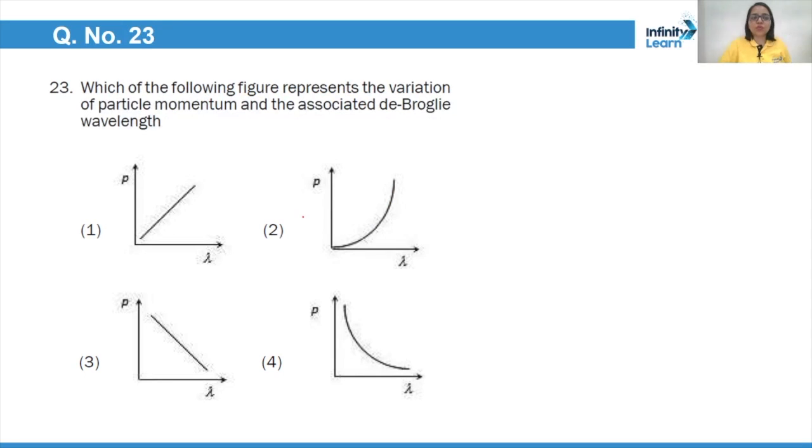Next is question number 23. Which of the following figures represents the variation of particle momentum and the associated de Broglie wavelength? So lambda is h upon p. So lambda is inversely proportional to p. So the correct relation will be shown by a hyperbola, which is option 4.